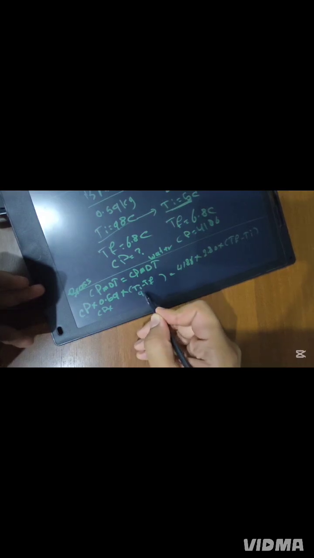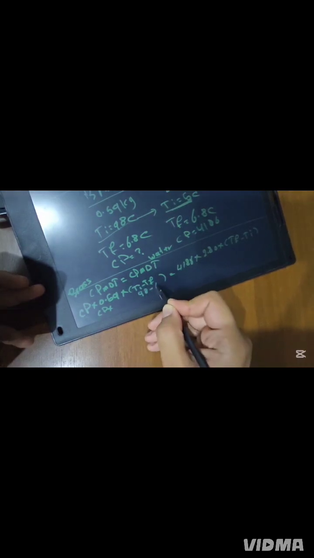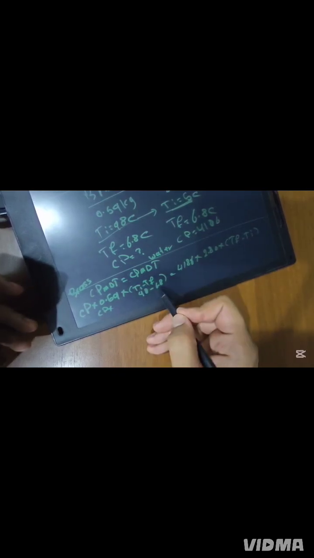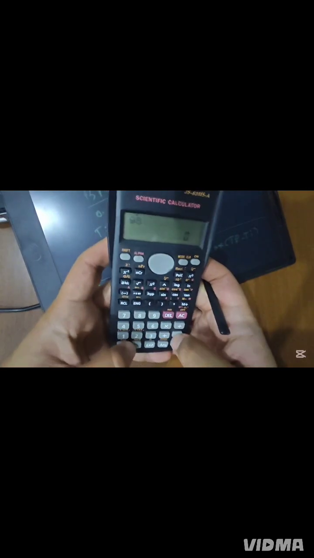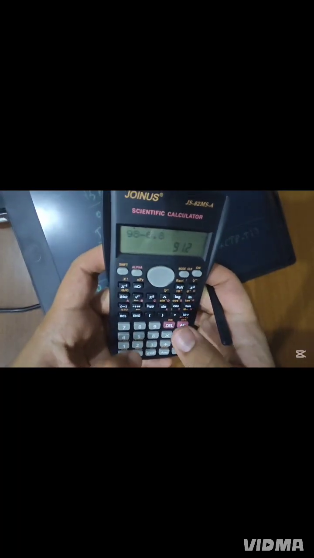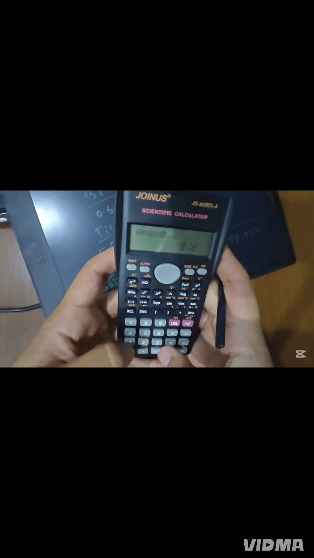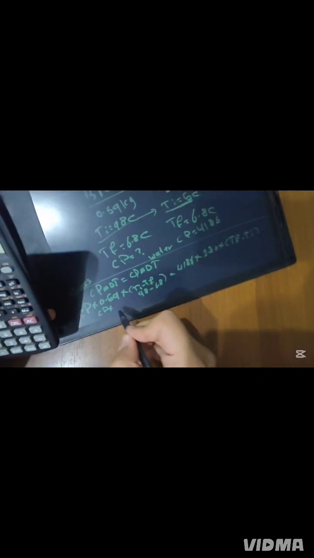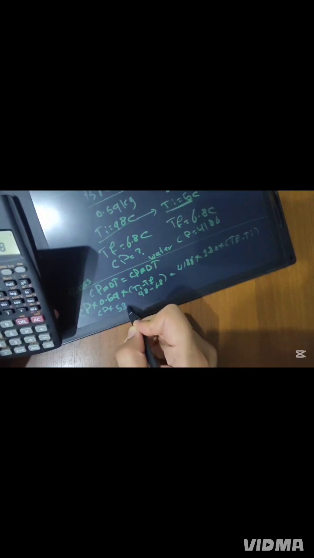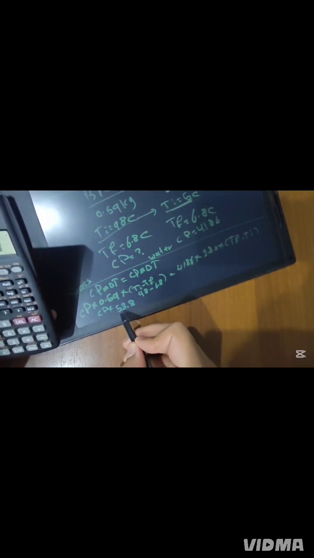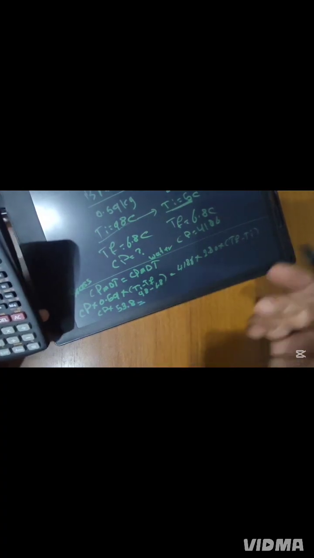98 minus 6.8 will be 91.2. 91.2 multiplied by 0.59, the answer will be 53.8. You see the answer of the left side, and only Cp times 53.8 is left for the left side, equal. What about the right side?